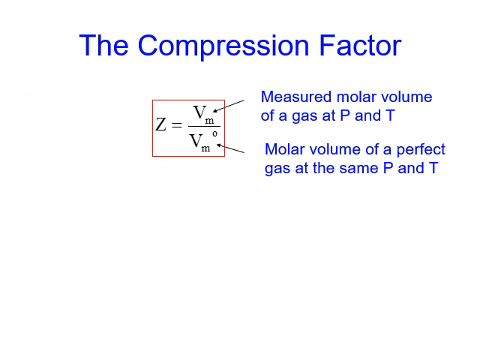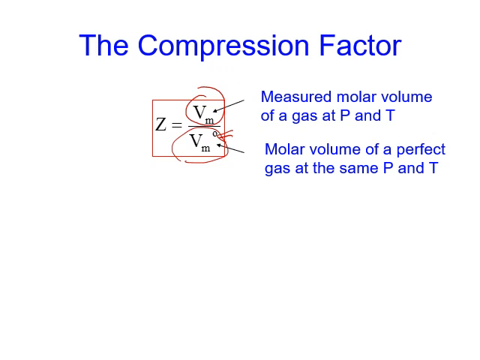The deviation of a real gas from an ideal gas can be measured by the compression factor. The compression factor is defined as the volume of the gas divided by the volume if the gas behaved as ideal. So in this equation, this is the molar volume of 1 mole of the real gas, and this is the volume if the gas behaved as ideal. Here you have a knot to represent the ideal volume.